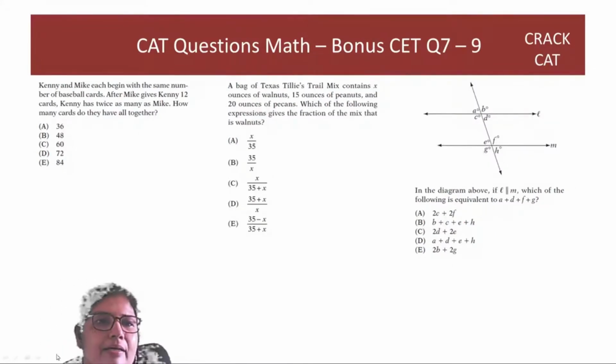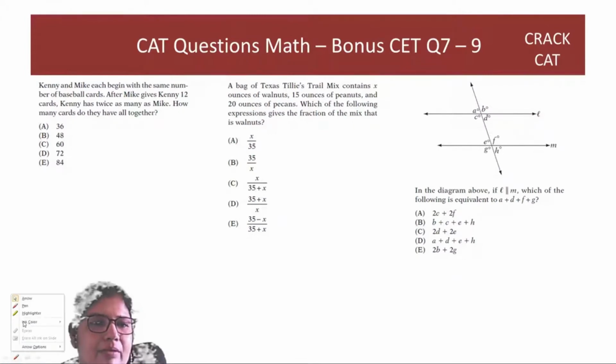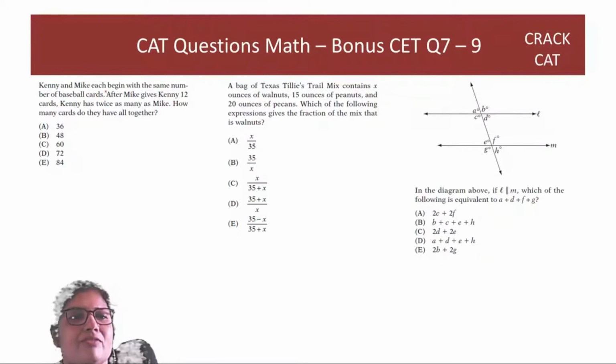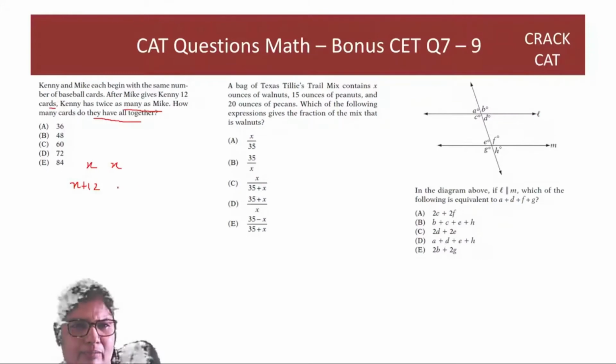Kenny and Mike each begin with the same number of baseball cards. After Mike gives Kenny 12 cards, Kenny has twice as many as Mike. How many cards do they have altogether? So they each begin with the same number of cards. Then Mike gives Kenny 12 cards. So this becomes x plus 12 and this is x.